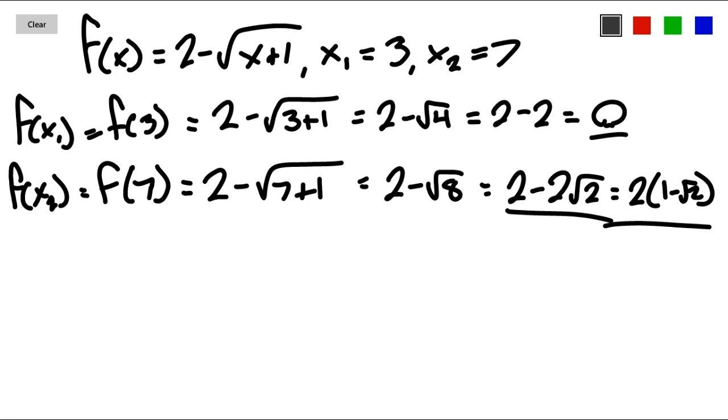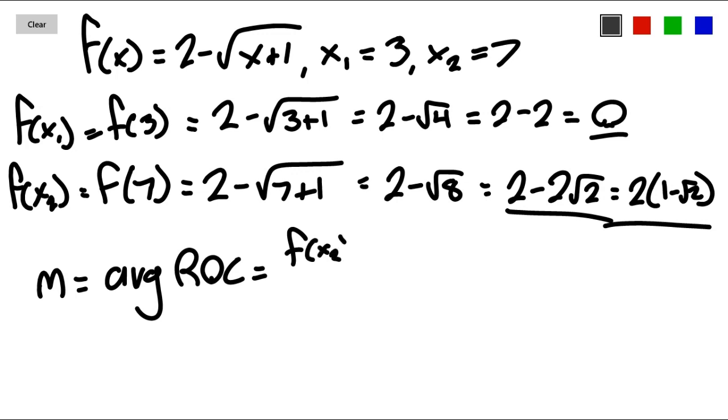So if I want to find the average rate of change across these two x values, I've got the formula here. Average rate of change is equal to f of x2 minus f of x1 divided by x2 minus x1. Very similar to the slope formula.